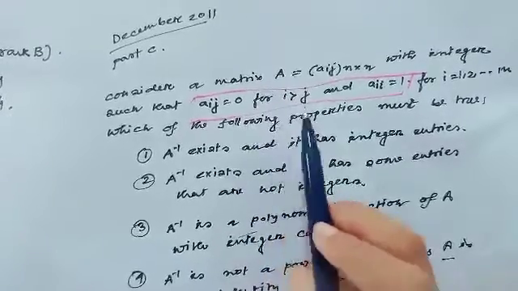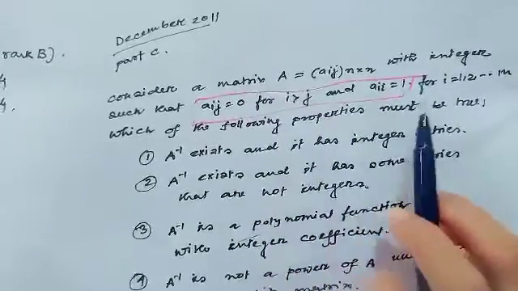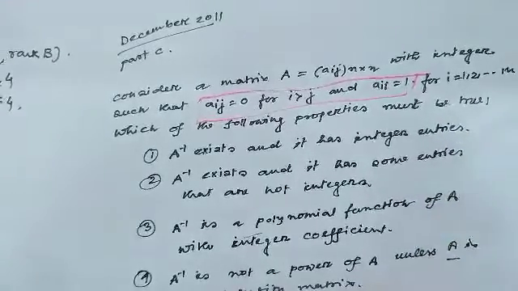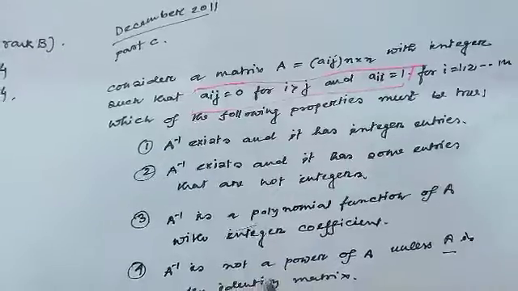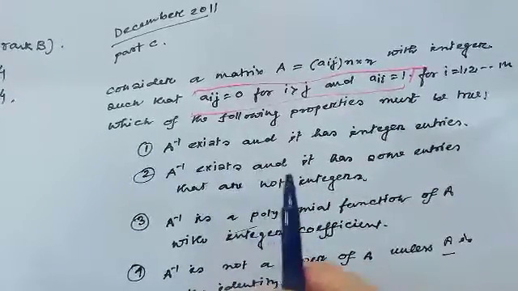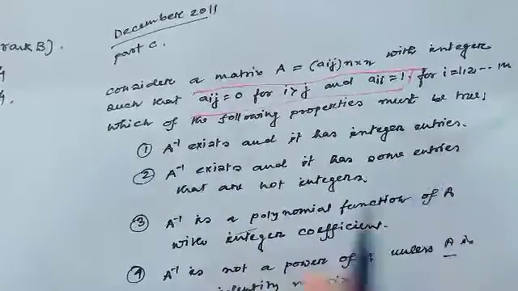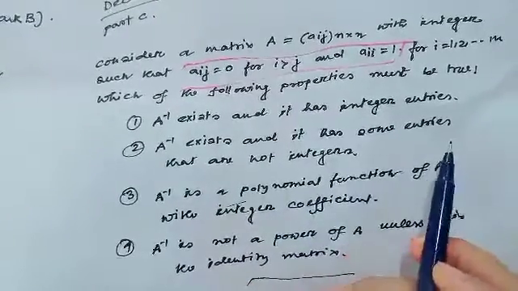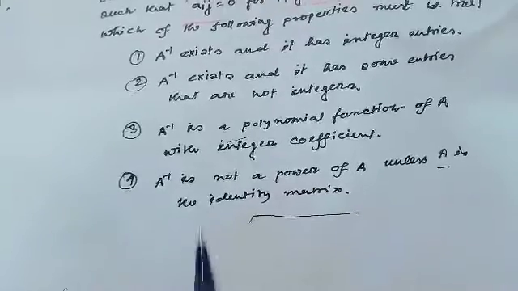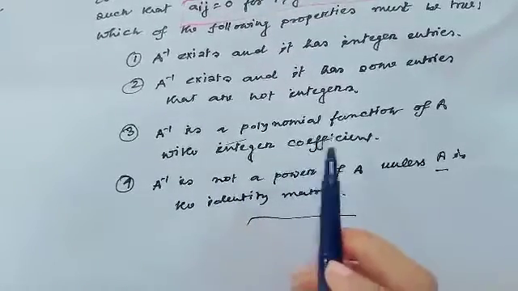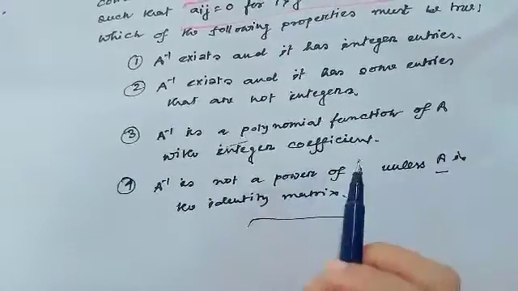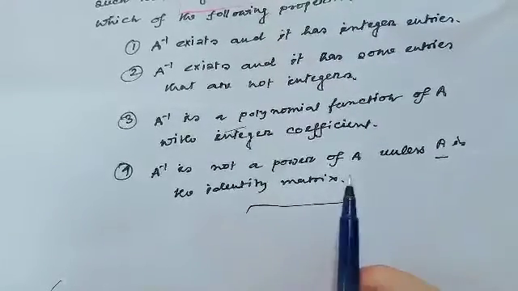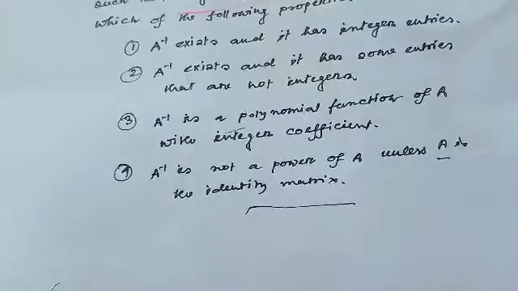Aij equal to 0 for i greater than j and Aii equal to 1 for i equal to 1 up to n. Then which of the following properties must be true? Option 1, A inverse exists and it has integer entries. Option 2, A inverse exists and it has some entries that are not integer. Option 3, A inverse is a polynomial function of A with integer coefficients. Option 4, A inverse is not a power of A unless A is an identity matrix.